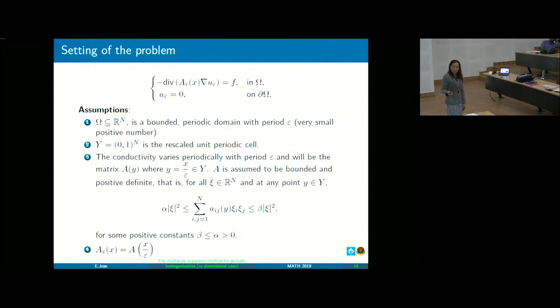Again, we assume that A epsilon of x is equal to A of x over epsilon. Let me be clear again that x is our macroscopic variable. It tells the position of your point in the whole domain, while y gives the position of your point in your reference cell, capital Y. That is the difference between the macroscopic and microscopic variable. So let us continue.